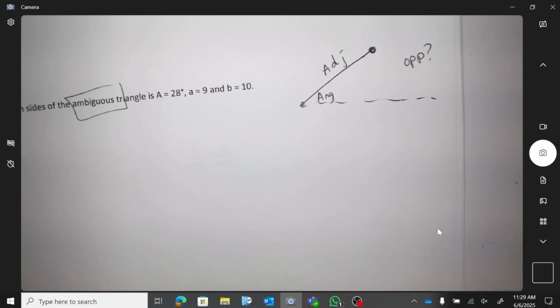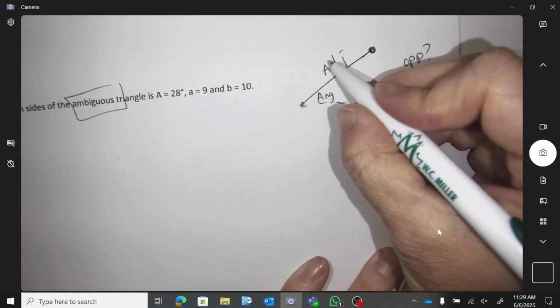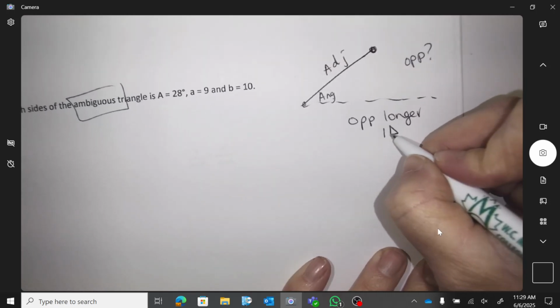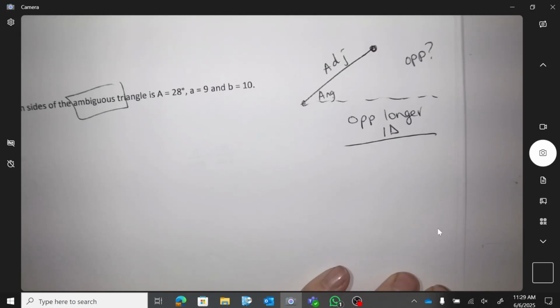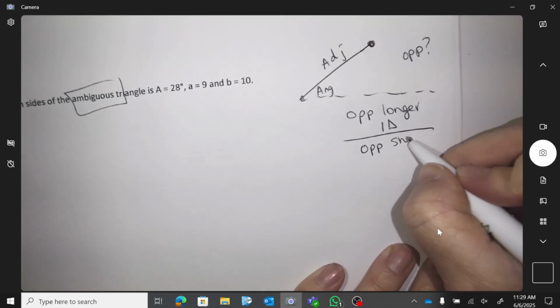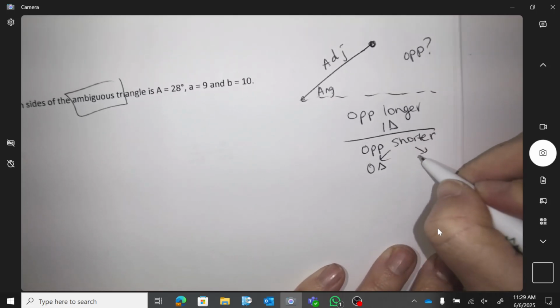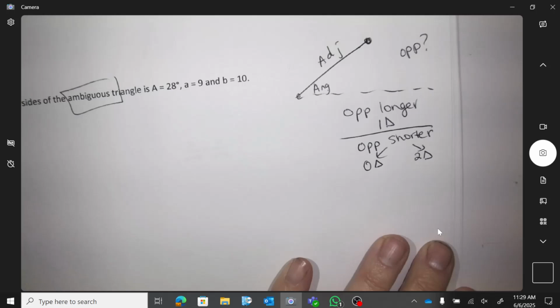Okay, so if the opposite is longer than the adjacent one, there was only one triangle. And if the opposite was shorter, there could have been no triangles or two triangles.